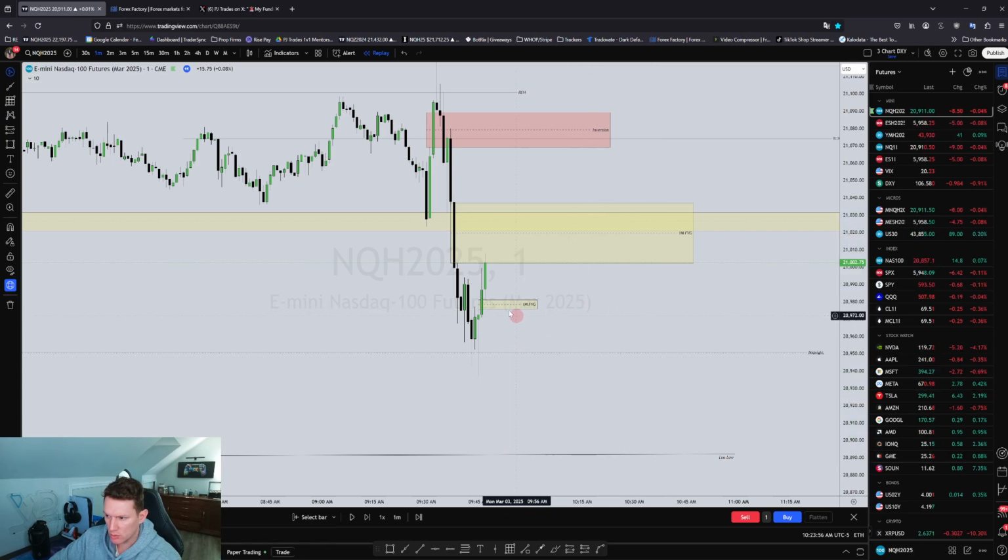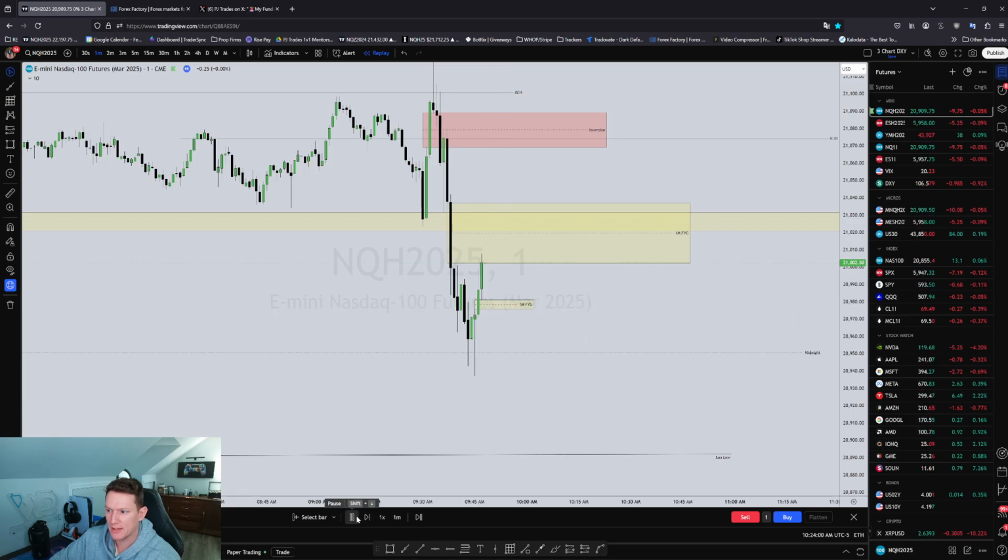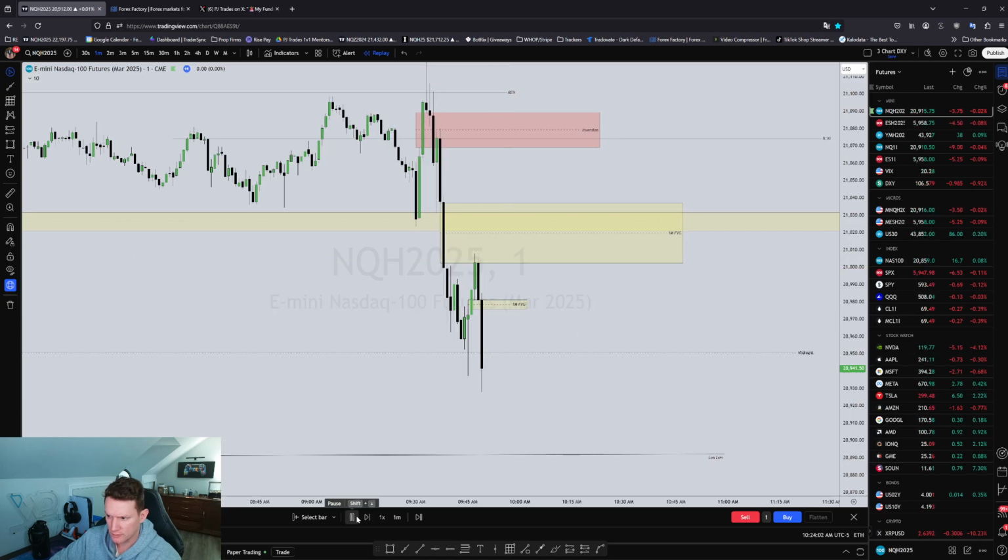Option number two would have been waiting for this 1 minute fair value gap to flip to an inverted fair value gap. Okay, price rips through that. So there's really no entry model there. Even on the 30 seconds I checked, there really wasn't much to get in on that flush.